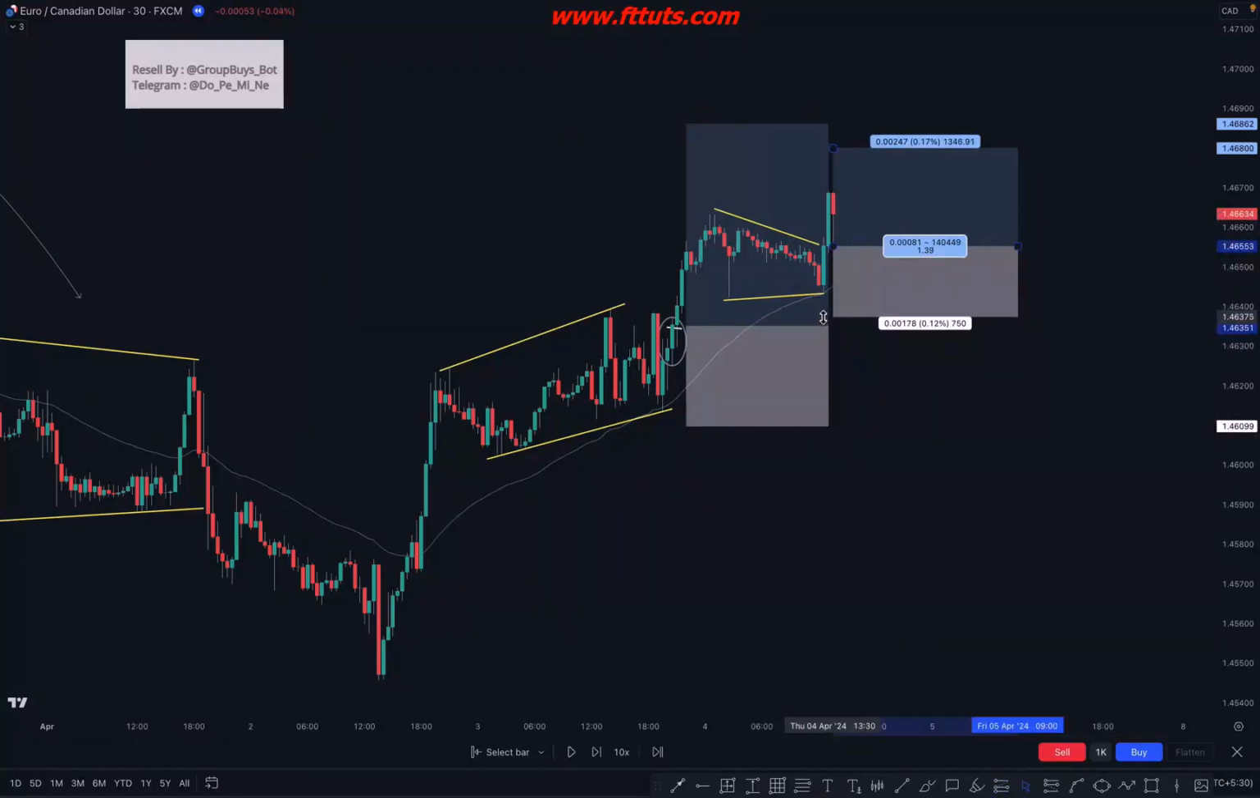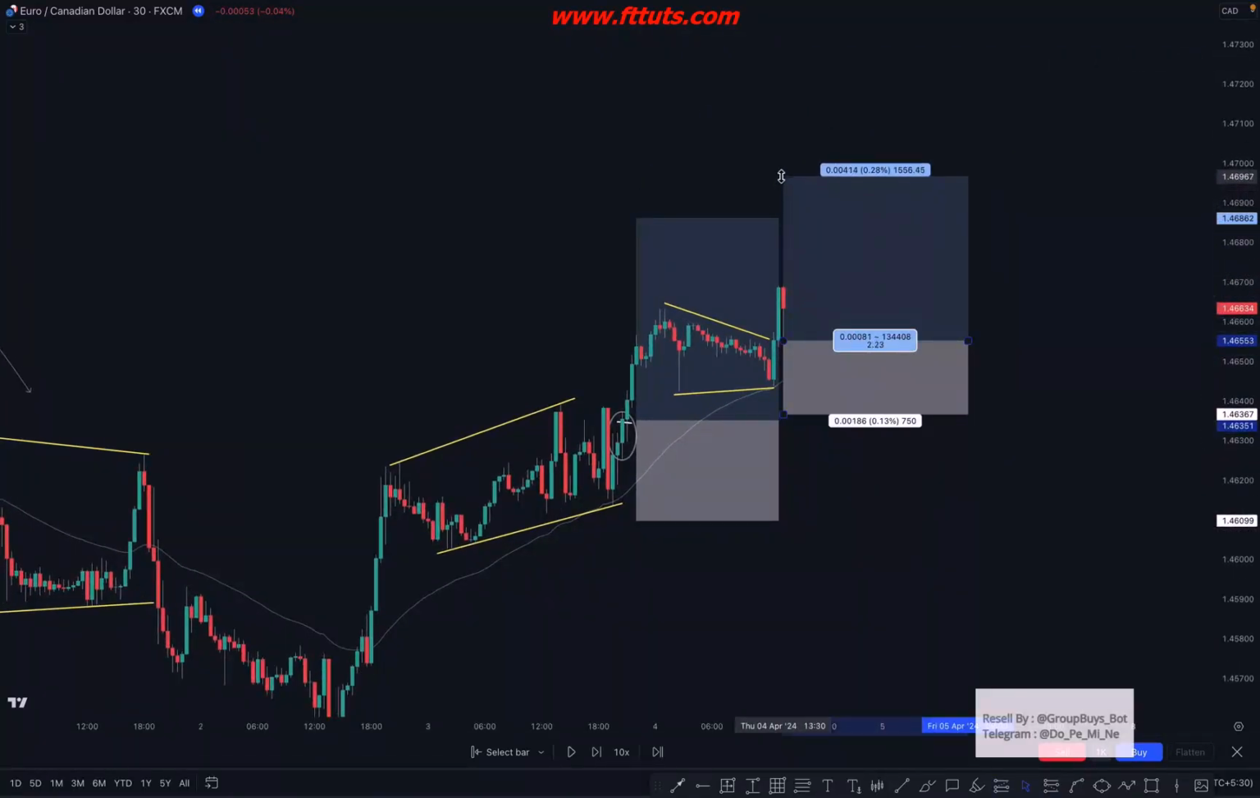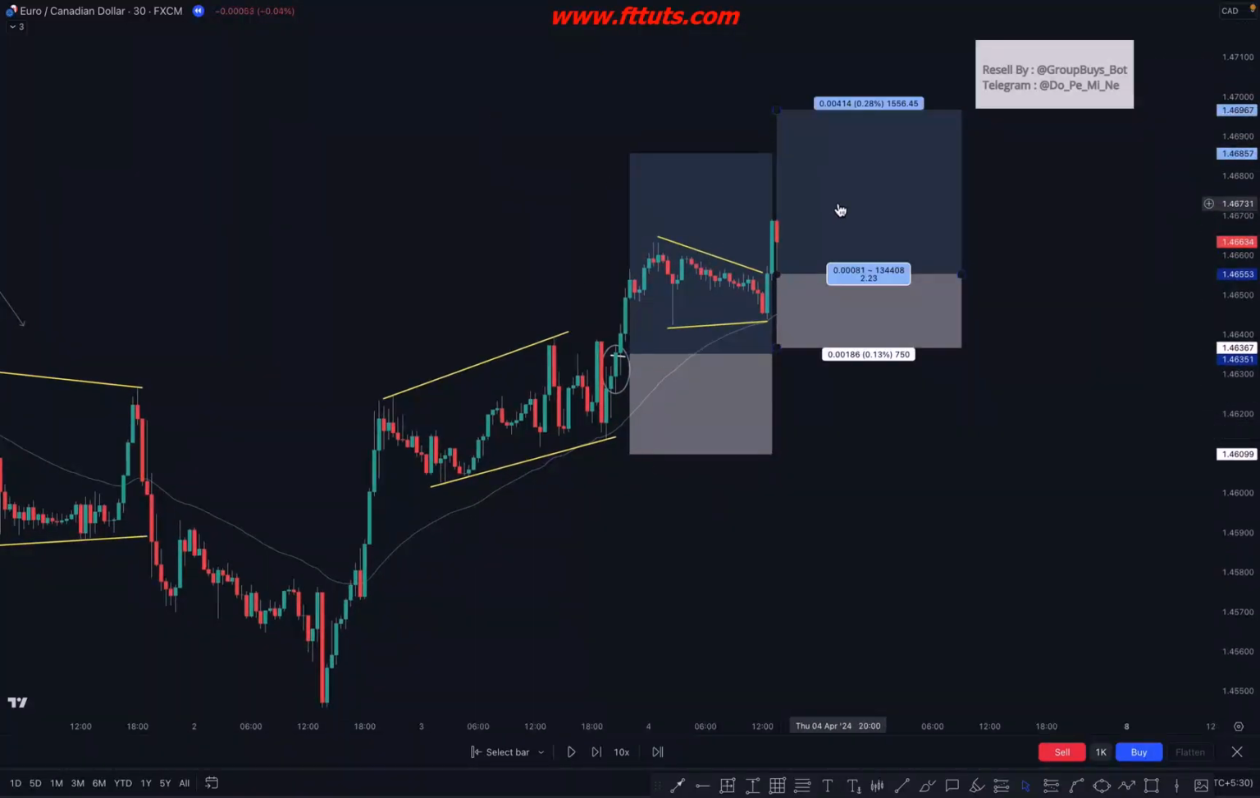And where is the stop loss? Just below it. This is our stop loss, and where is the target? At least 2 hours. This is our target. So these are two targets: the first trade is here and the second trade is here. So we can buy here.